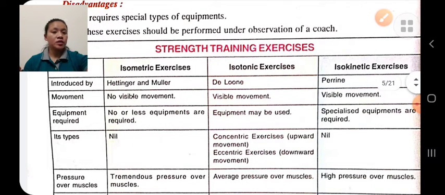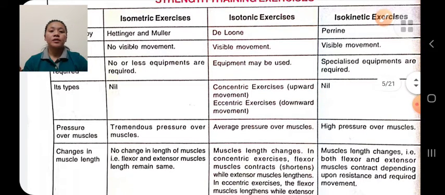In isometric, there is no type. Isotonic is of two types: concentric exercise and eccentric exercise. Concentric exercise is upward movement, for example lifting the dumbbell upward. Eccentric means downward movement, for example lowering the weight downward. And in isokinetic, there is no type.